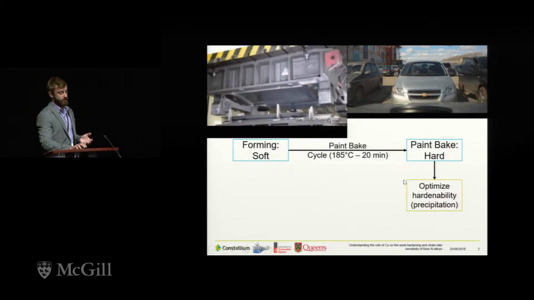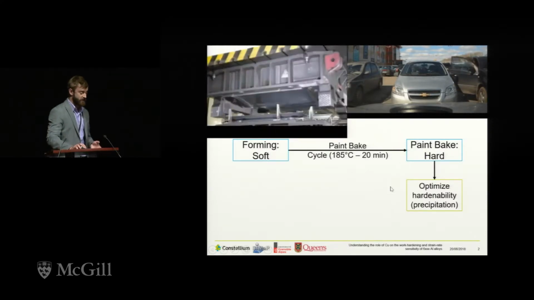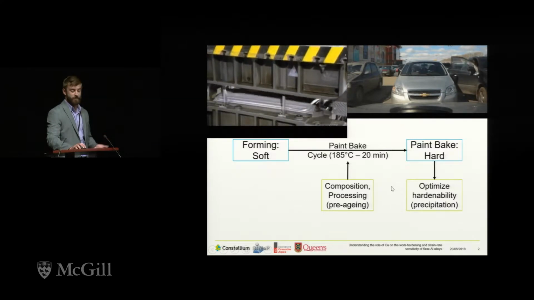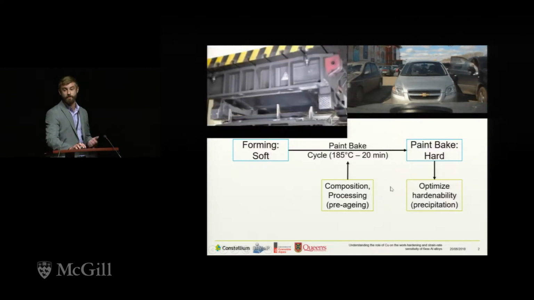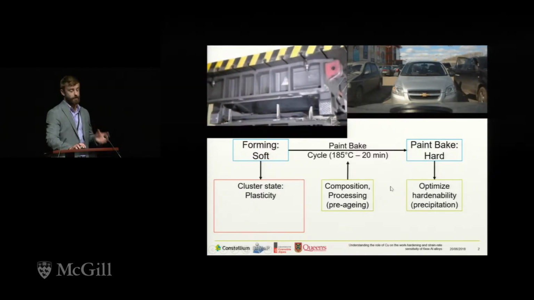So this has been well studied, and it's all about optimizing the precipitation properties of these alloys. You can do that by adjusting the composition and the processing methods through things such as pre-aging. However, it's this forming aspect that is much less understood.